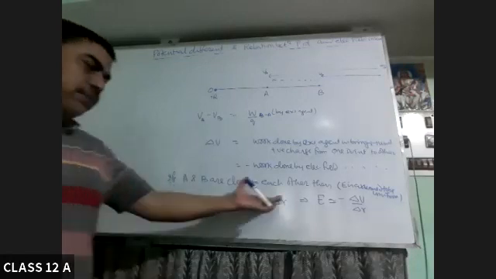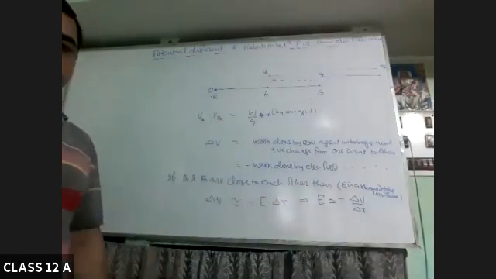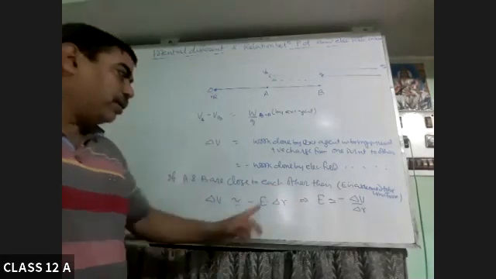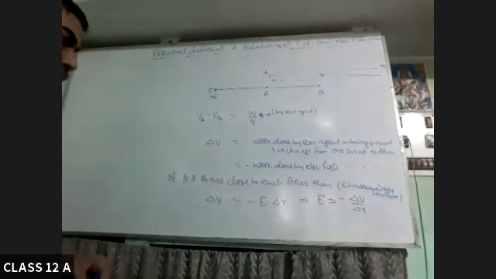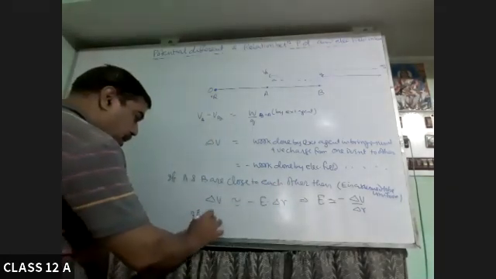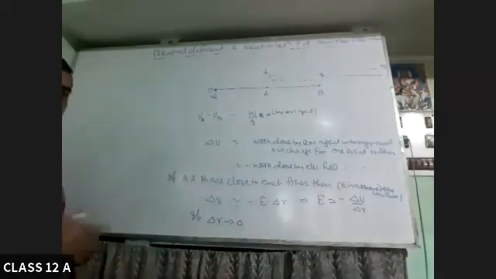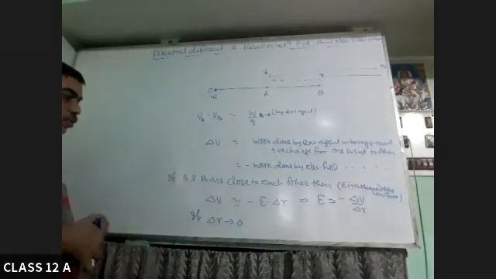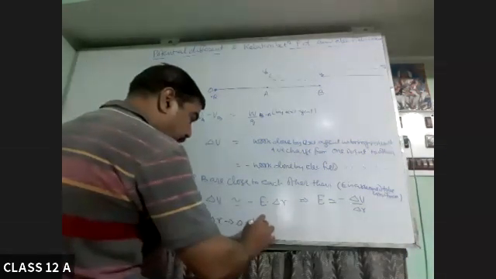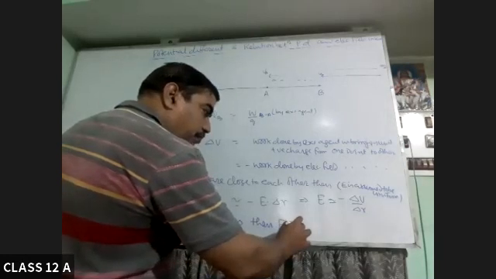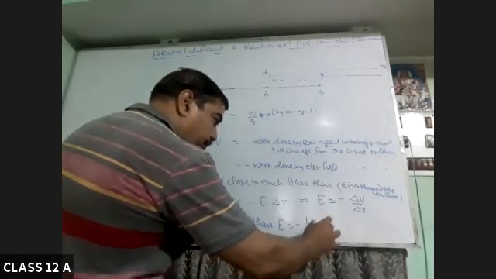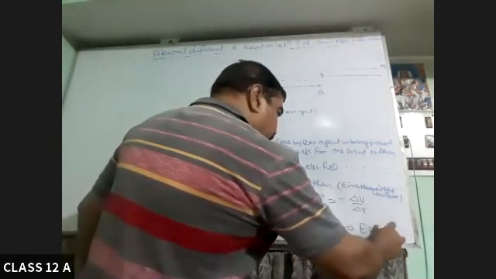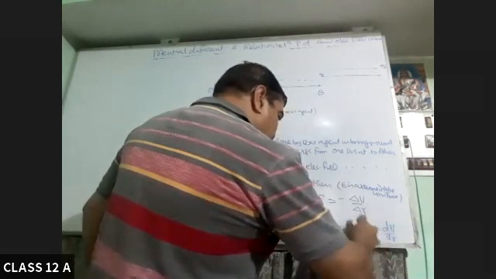If electric field is uniform, then this is valid for any position of A and B. If field is uniform, then for any position we can apply, no problem. But if it is non-uniform, then for a small distance only it will come like this. Now, if this delta R tends to zero, that is A and B are very, very close, then this E will be minus of limit delta R tending to 0, delta V over delta R. That means this E will become minus dV over dr. This is the relation.